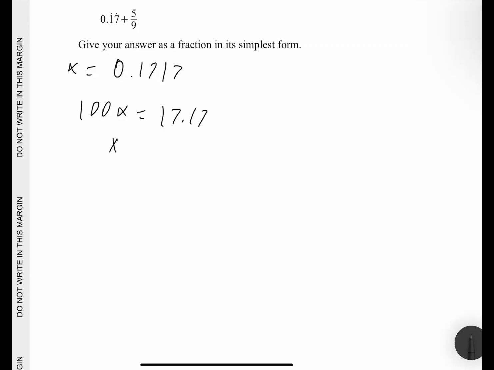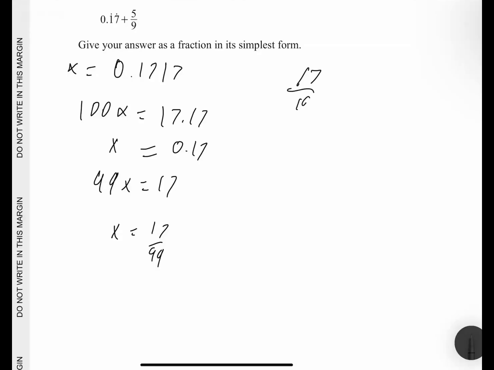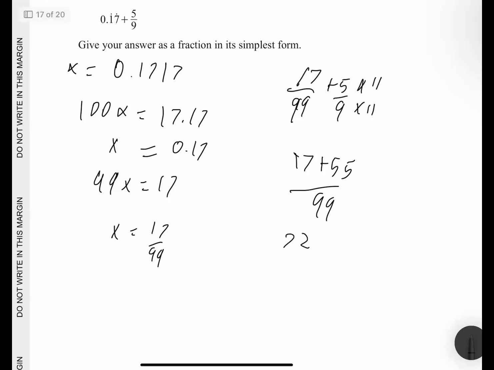So now we're gonna subtract both of them. So 99x is equal to 17. So x is equal to 17 over 99. So now x plus 5 by 9. We need to make the denominator the same, so we multiply by 11. So 17 plus 55 over 99. 17 plus 55 is 72, so 72 over 99.